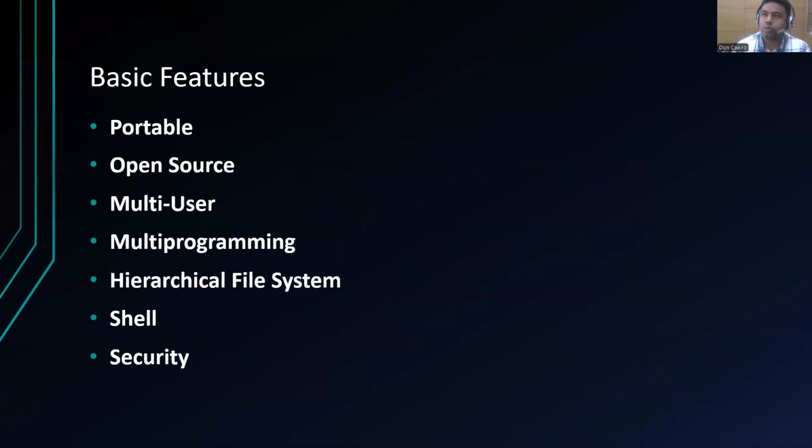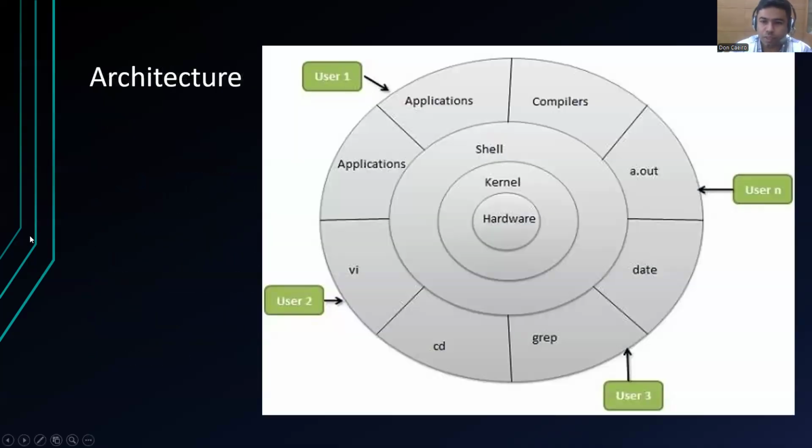Now we see that some basic features of the Linux operating system are that it is portable, it is open source, multi-user, meaning multiple users can use it, and multi-programming, meaning different types of programming can be done on it. It uses a hierarchical file system, a shell, and it also has good security. So we see here the architecture of the Linux operating system. We have the hardware, then the kernel, which is the first line of defense, and then the shell, which creates a relationship between the hardware and the applications, compilers, etc.